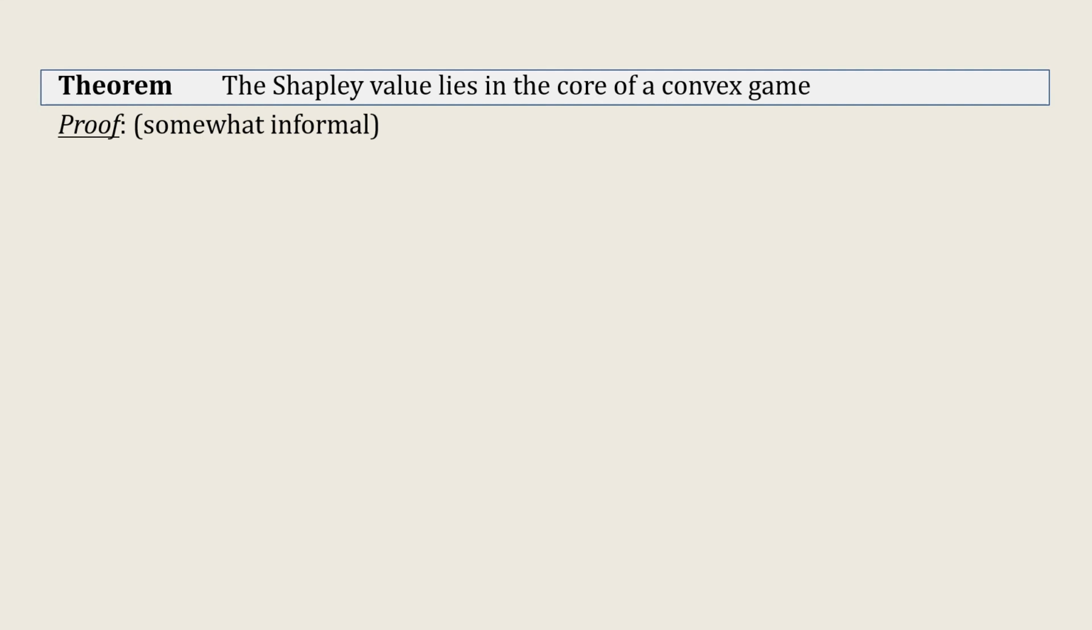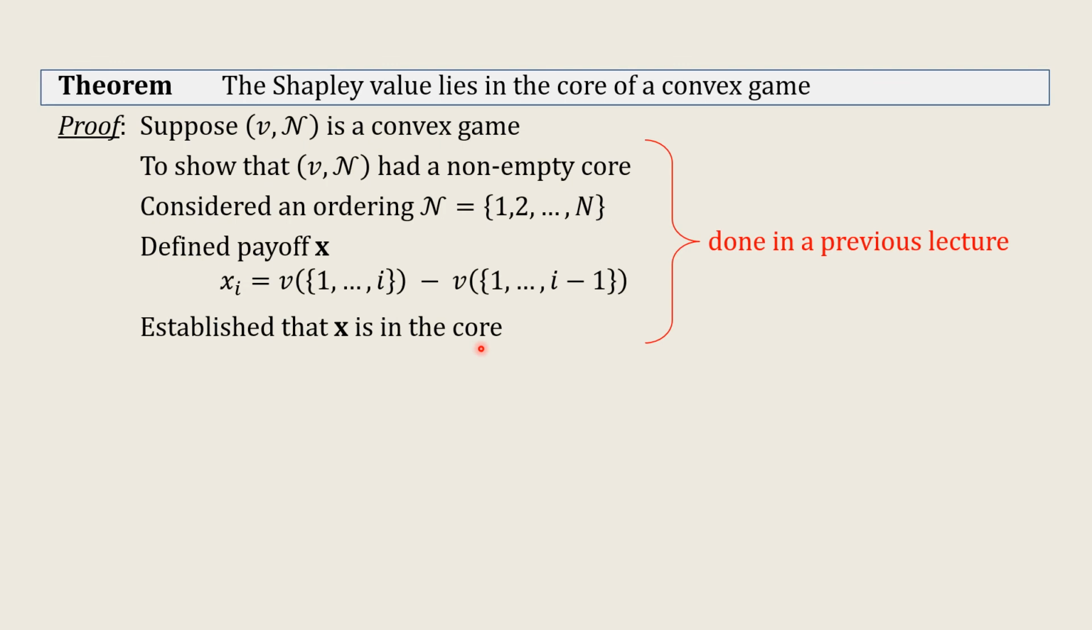Lastly, we're going to prove that the Shapley value lies in the core of a convex game. And we shall do this proof in a somewhat informal manner. We have seen this in a previous lecture when we were trying to show that a convex game has a non-empty core. We defined a vector x in this manner: x i equals value of agents 1 through i minus value of agents 1 through i minus 1. And this was based on some ordering of the agents in N. And it was shown that this vector x was in the core of the game.